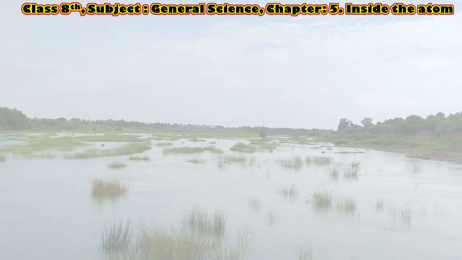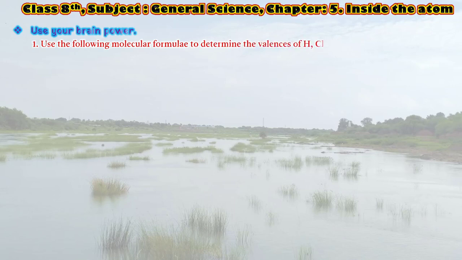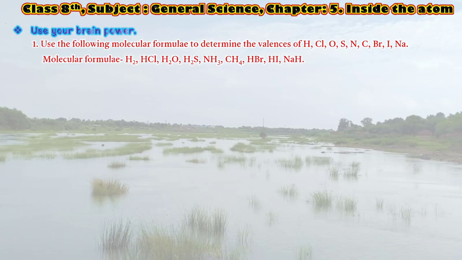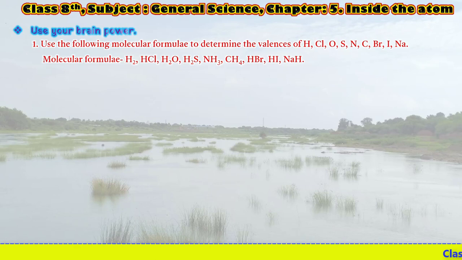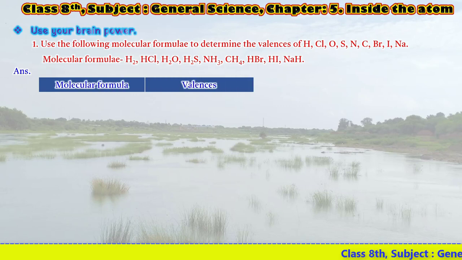Use your brain power. Question first is: use the following molecular formulae to determine the valences of H, Cl, O, S, N, C, Br, I, Na. Molecular formulae: H2, HCl, H2O, H2S, NH3, CH4, HBr, HI, NaH. Answer is: molecular formula and valences.